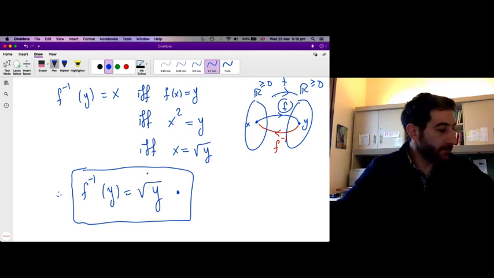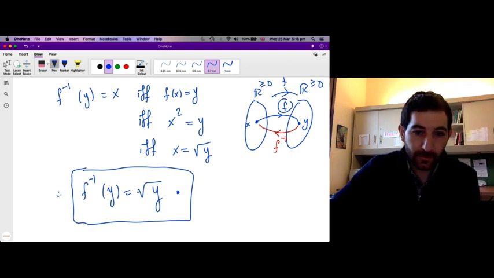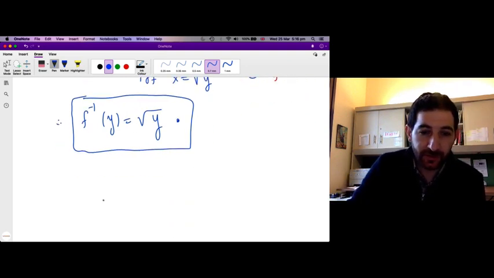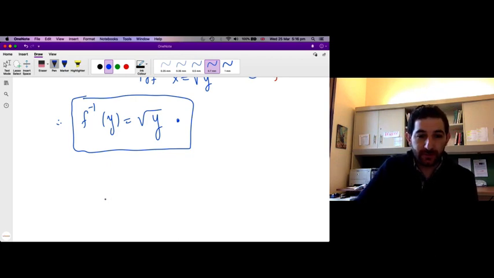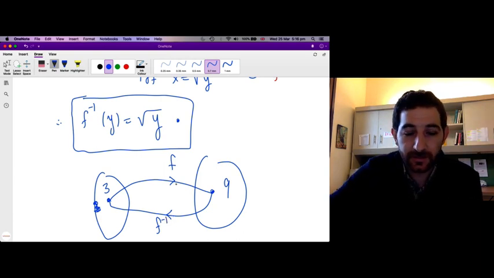So let me, for example, give a particular example about one input. Say, let's choose the number 3 in the domain of f, then 3 will be sent by f to 3 squared, which is 9. And 9 will be sent by f inverse to 3. So this is by f inverse. Okay, so this is the end of this session.